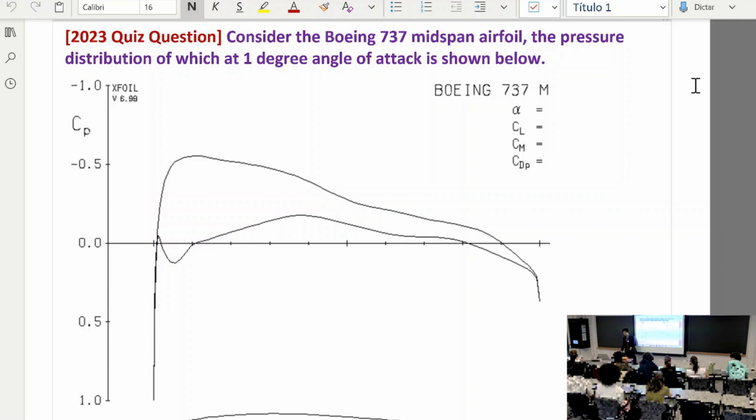You have two choices: either XFOIL, which is the old-fashioned Drela's code, or MFOIL, which is newer but requires MATLAB. I also cut off the results, like the angle of attack, lift coefficient, moment coefficient, etc. I cut all of these out, and I just showed you the pressure distribution on the surface of the airfoil.